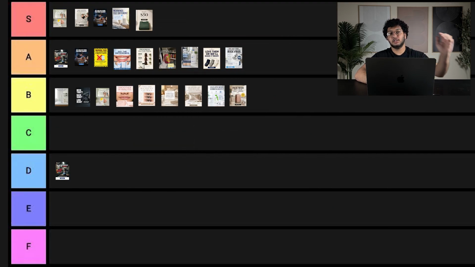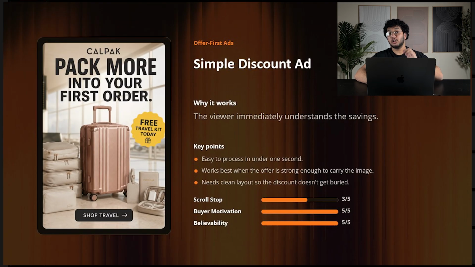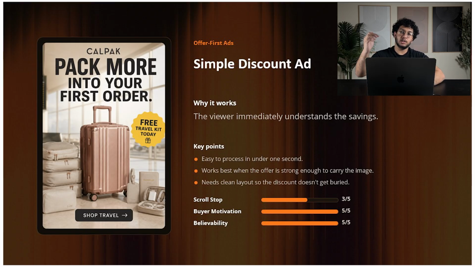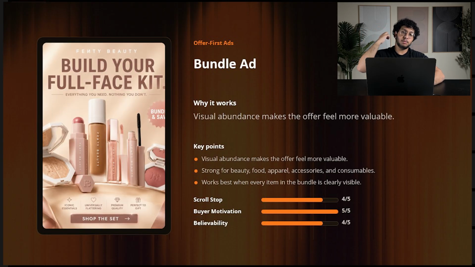Next is a simple discount ad. Simple discounts are B tier. They're clear and they can work, but they're also generic. 20% off is easy to understand, but does not say much about why the product is worth buying. So this is useful, especially for warm traffic, but I would rather use a stronger price anchor, bundle, or urgency angle.